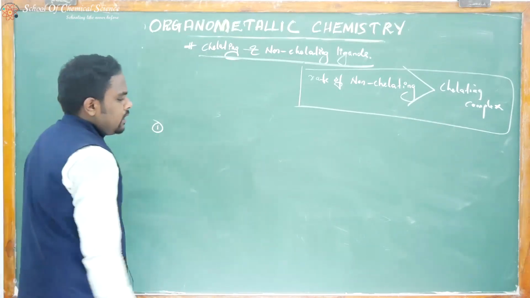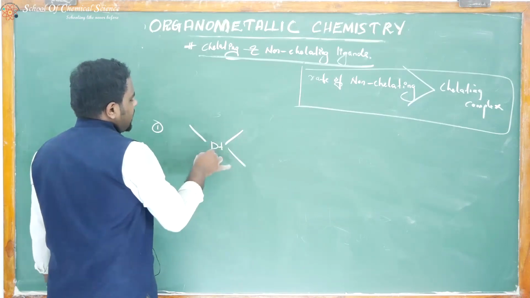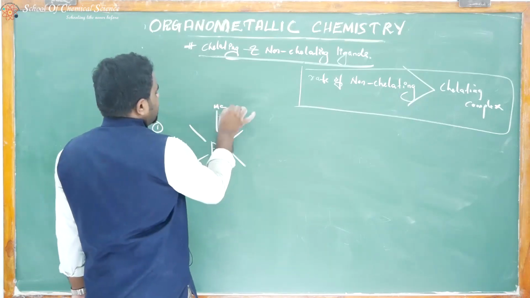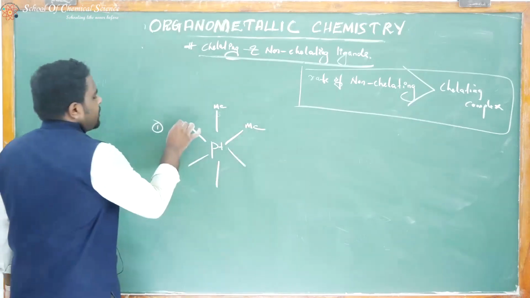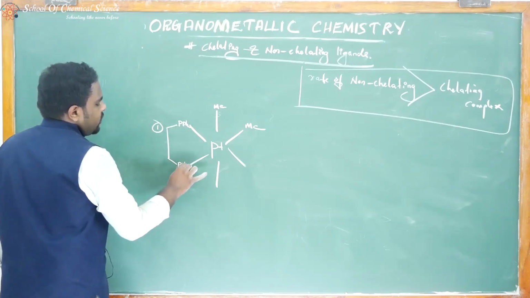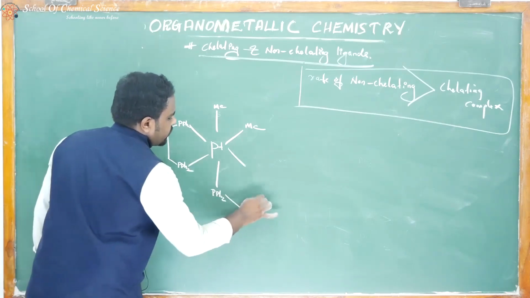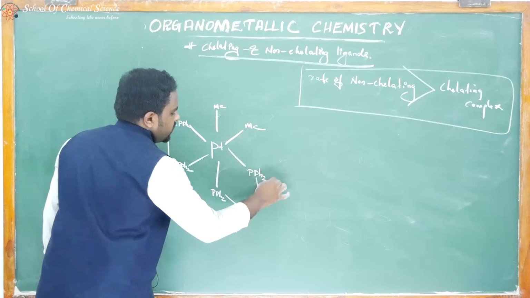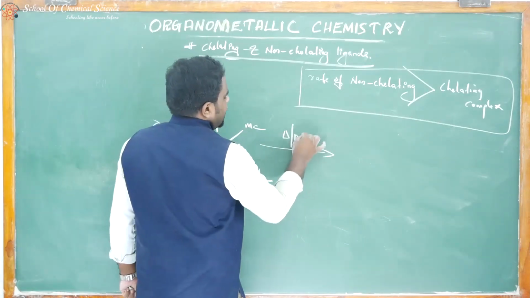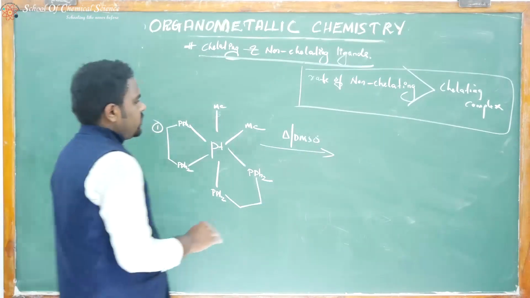For example, here Pt, platinum with six coordination sites. Here a methyl group, here a methyl group. Here PPh2, DPPE, diphenylphosphinoethane. Here also PPh2. It's a chelating ligand, heating in the presence of a DMSO type solvent. This is the first question.